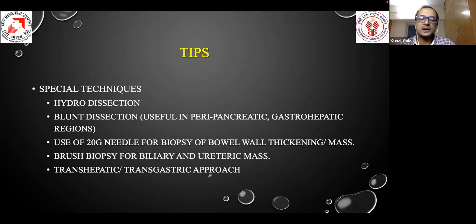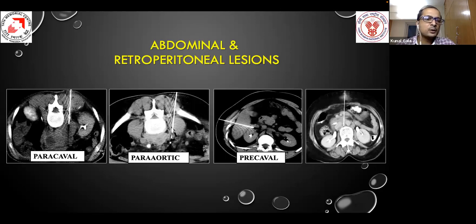Transhepatic and transgastric approaches are well known and can be done for pancreatic lesions or any lymph nodes located in the periportal region. So these are a few examples. Now the paracaval region. This is a lymph node located in the paracaval region. One can see it is a large paracaval lymph node, necrotic, and a posterior approach is taken and a biopsy is performed. A similar approach is used when it is para-aortic. This is close to the aorta, and one can do a biopsy or FNAC.